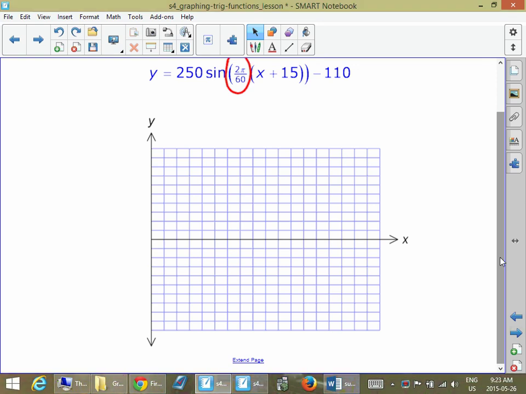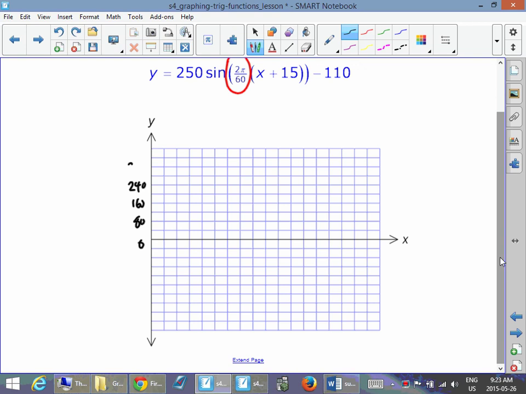So 1, 2, 3, 4, 5, 6, 7, 8, 9, 10. So to make these words 40. So that's 80, 160, 240, 320, 400, negative 80, negative 160, negative 240, negative 320, and negative 400. And as far as the X scale goes, we'll get there in a minute, okay?